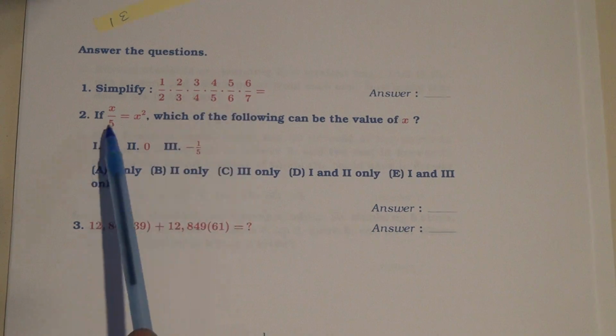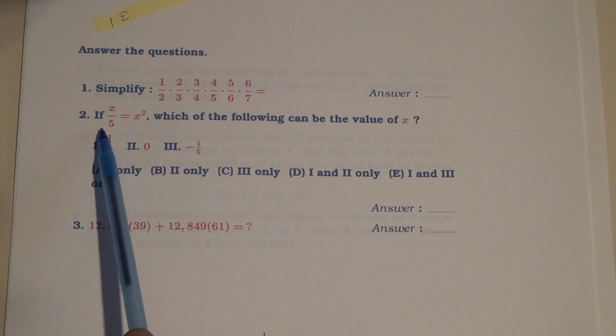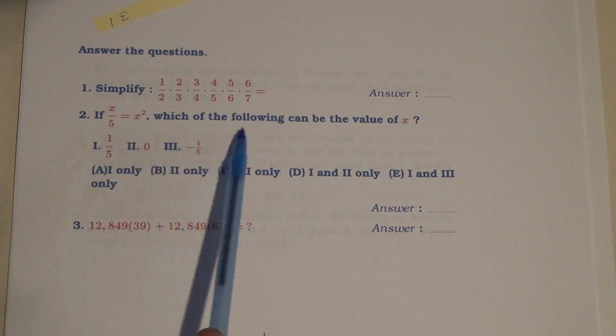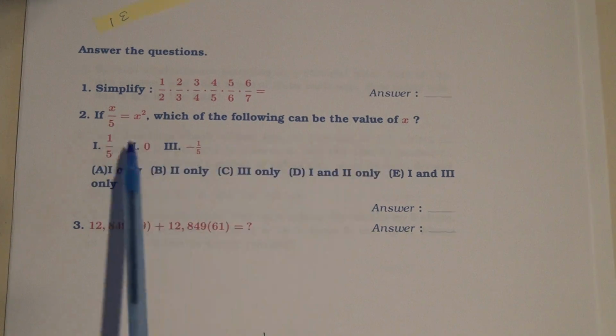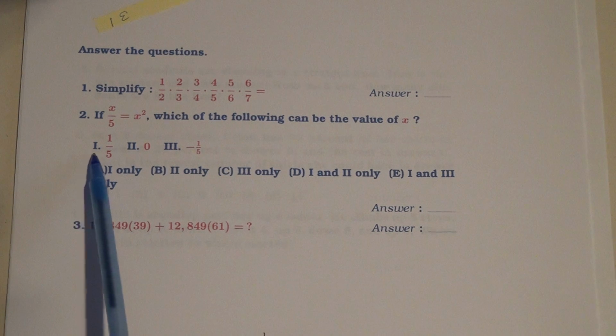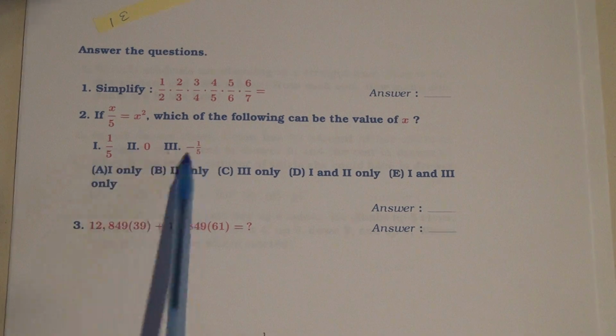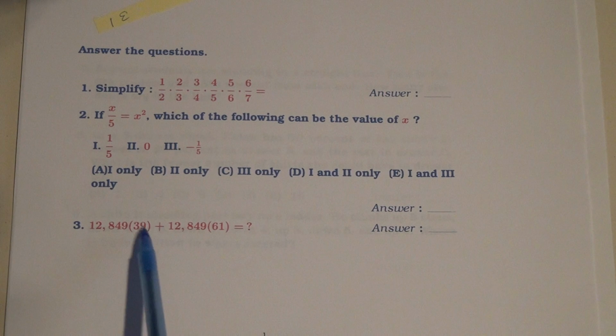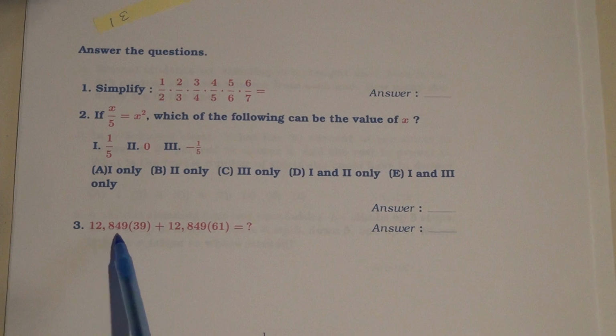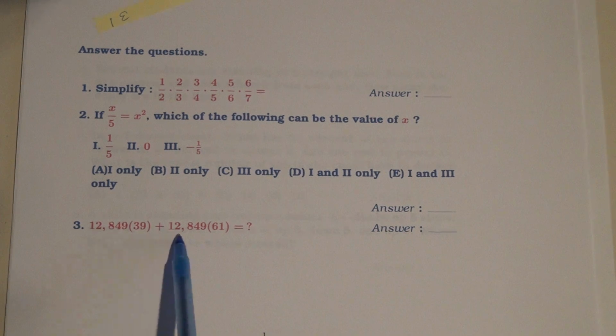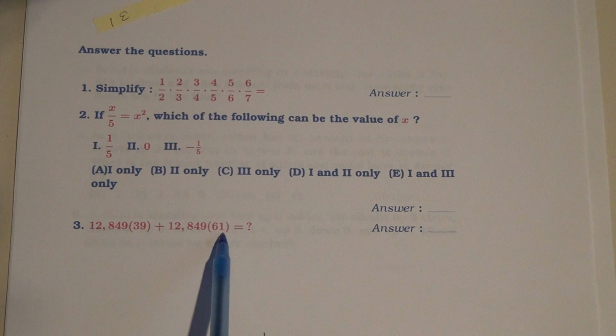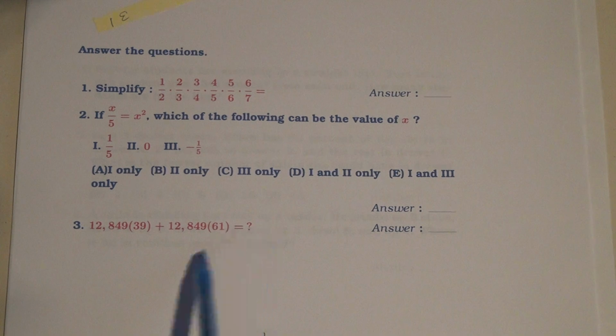And number 2, if x over 5 equals x squared, which of the following can be the value of x? Choice 1, choice 2, choice 3, you can see. And number 3, 12,849 times 39 plus 12,849 times 61. What is the answer? Now stop the video here.